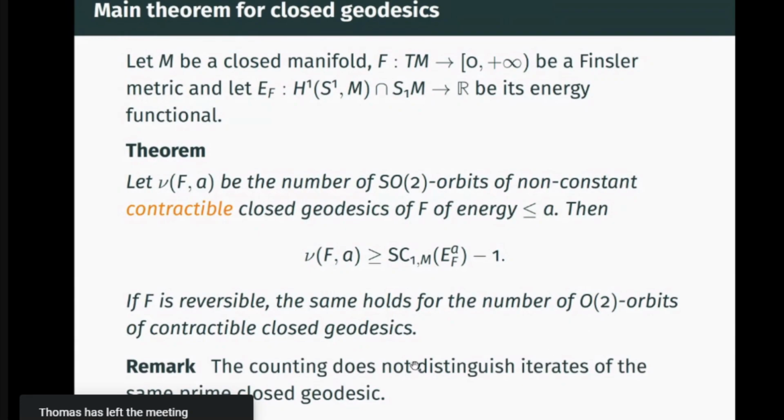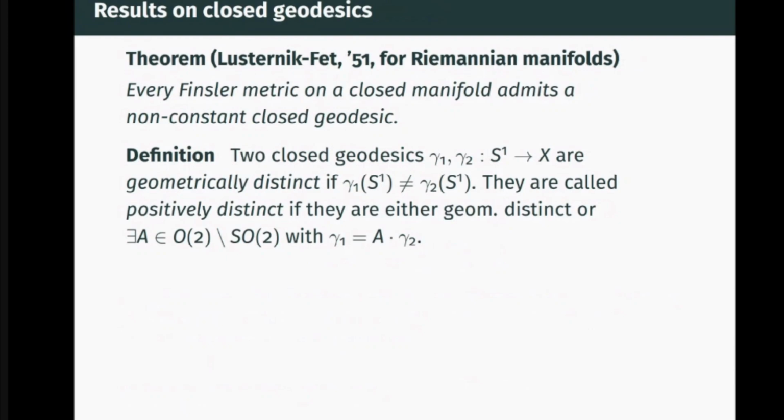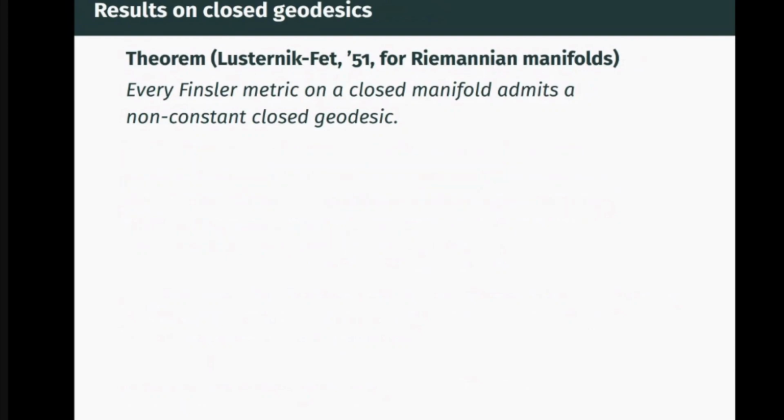Only the problem here is that this counting does not distinguish iterates of the same geodesic. As you know from the phenomenon of closed geodesics, if you have one closed geodesic and you iterate it, so you run through the same geodesic at double speed and do this twice, you get again a geodesic, and the same for multiple periods. So this counting does not distinguish these iterates. So you cannot see if they are iterates or not. But still, we can use this to get some nice results.